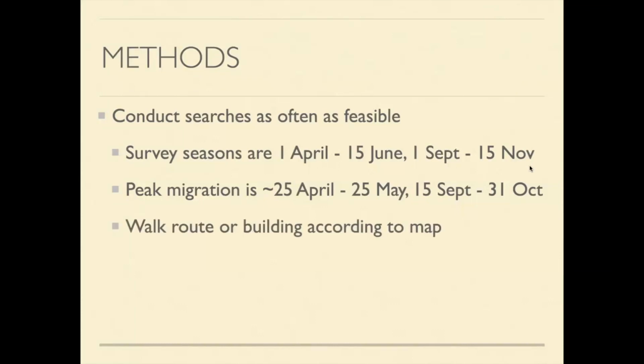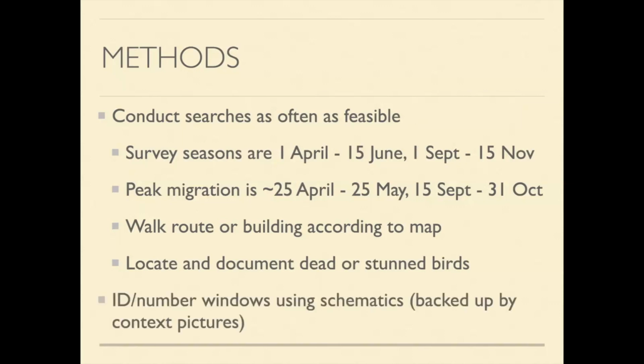You would walk a route or just a building according to a map, and we'll show some of those maps. And there's, of course, a list of routes and buildings to look at. Locate and document, and we'll talk about the documentation, dead or stunned birds. And use our schematics that we have to identify the window number and back that up with context pictures. And we'll give several examples of context pictures.